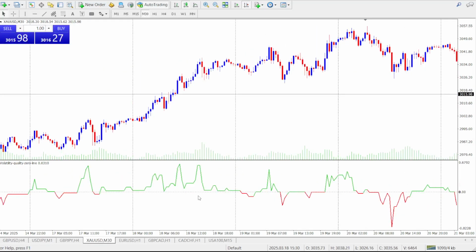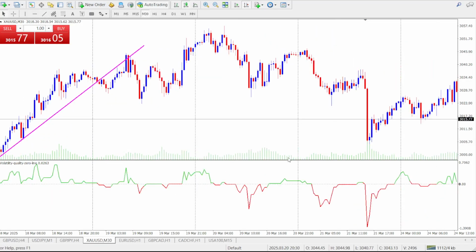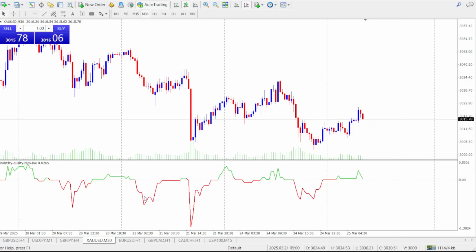Whenever you have the indicator line above the zero level, mostly dominating above the zero level, it shows an uptrend. But when you have the indicator mostly dominating below the zero level, and red in color, it shows that a downtrend is prevailing. So it's quite easy to interpret.